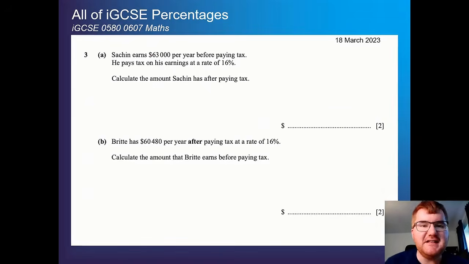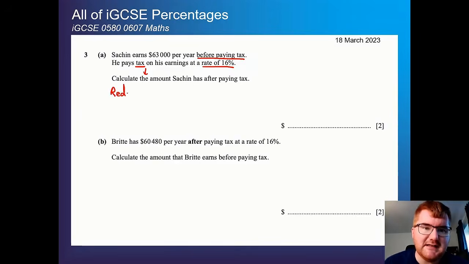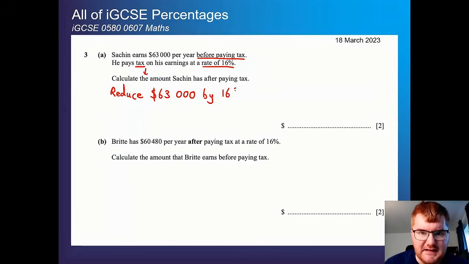So Sachin earns $63,000 per year before paying tax, and he pays tax on his earnings at a rate of 16%. We need to work out the amount that Sachin has after paying tax. So essentially he's got this $63,000 and then we want to reduce, because remember tax is a reduction of 16%. So to translate this into a standard calculation, we want to reduce $63,000 by 16%.